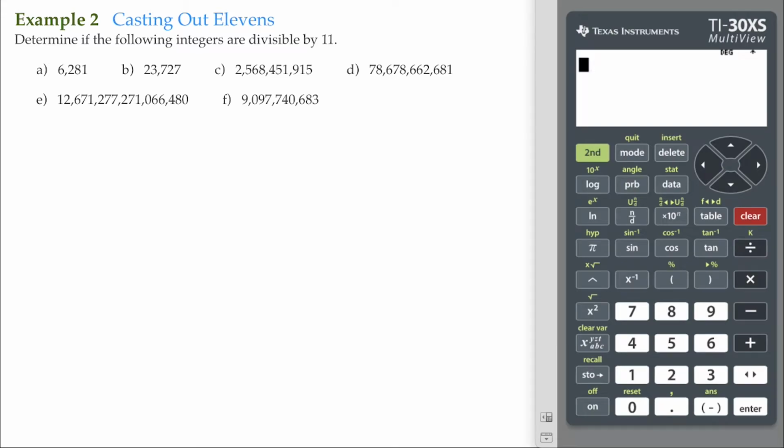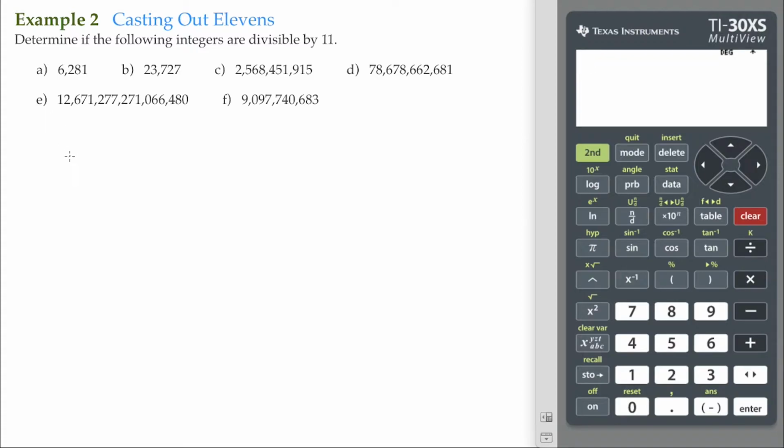In this example, we are going to do divisibility tests for 11. And similar to casting out 9s, a process known as casting out 11s also uses the notion of summing up the digits of an integer and determining if the result is divisible by 11. However, for casting out 9s, the position of the digits within a number is irrelevant.